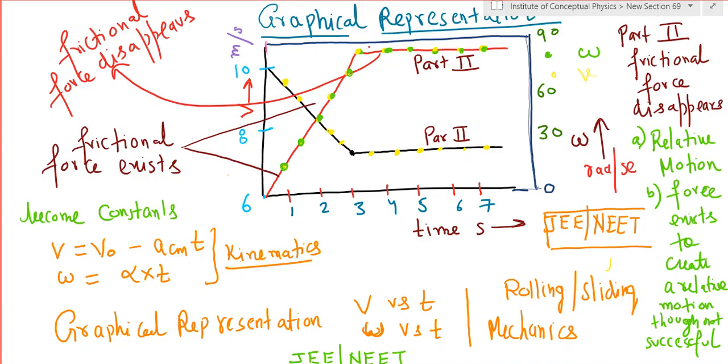So if the point which is touching the ground has attained zero velocity because of the opposing nature of linear velocity and velocity created by rotational motion, you cannot have any frictional force, and hence the friction becomes absent, and you see this part two of the motion.